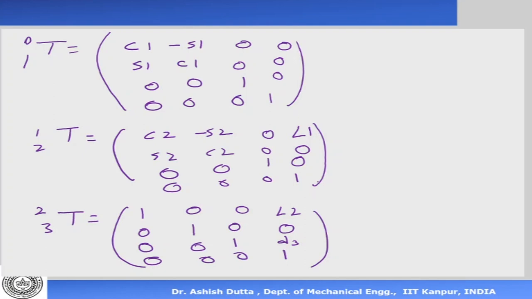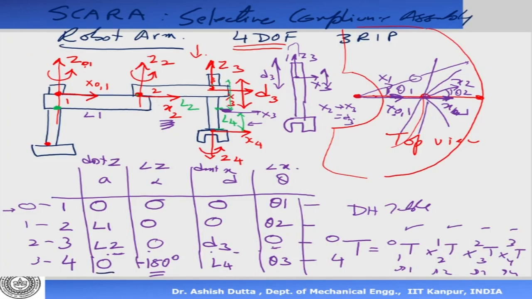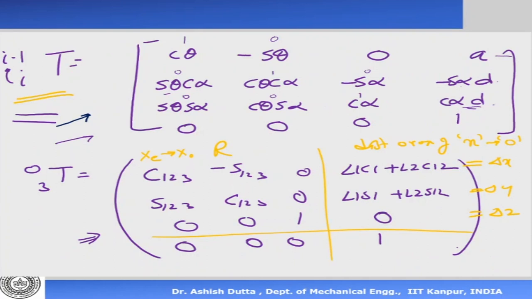Now what about the fourth one? Let's find T0 to 4. So we had found T0 to 1, then 1 to 2, 2 to 3. Now let's look at T0 to 4. So what do we do here? We basically go back to the previous and we see that a, alpha, d, theta is 0, minus 180, L4 and theta 3. So what we do is we take these values and put them into the generalized matrix.